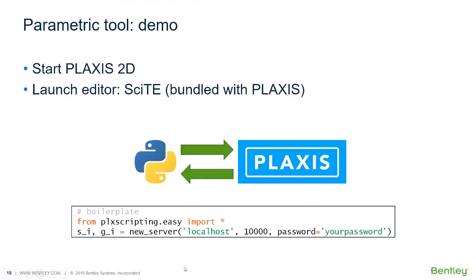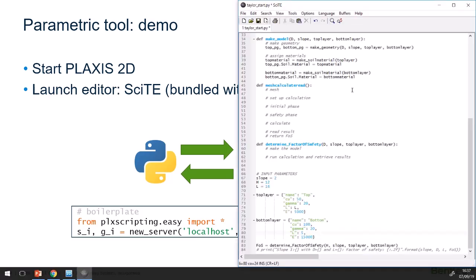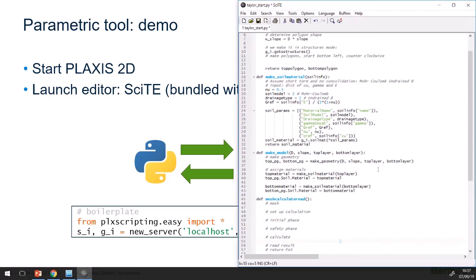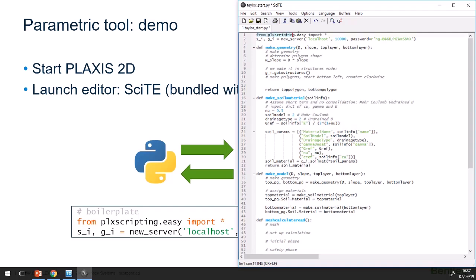Then of course I have to show that we're also going to start the boilerplate. In this case I have the PLX scripting easy, import everything from this module, and then I will assign the SI and GI variables here by using the new server. I have the localhost, the port number 10,000, and I have to set the password to the one I just copied. So I'll just copy it to make sure I use the same one. So that's good.